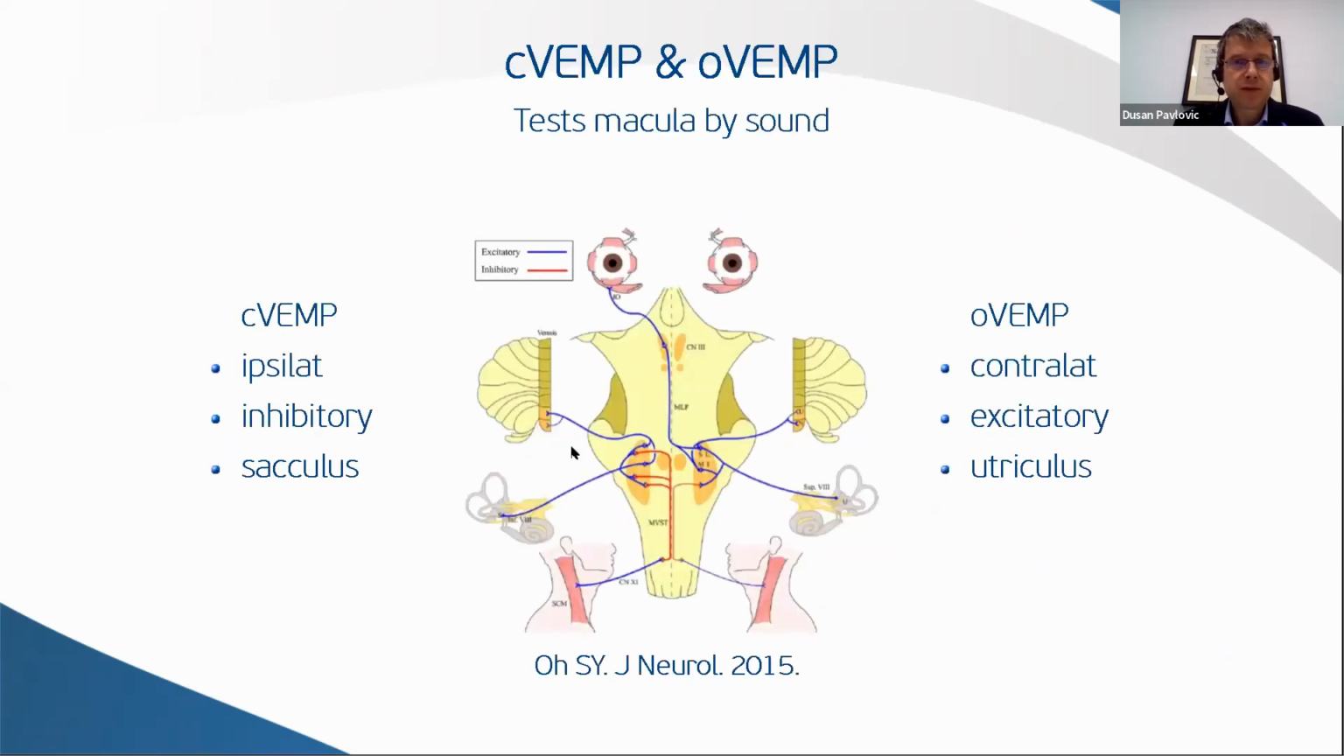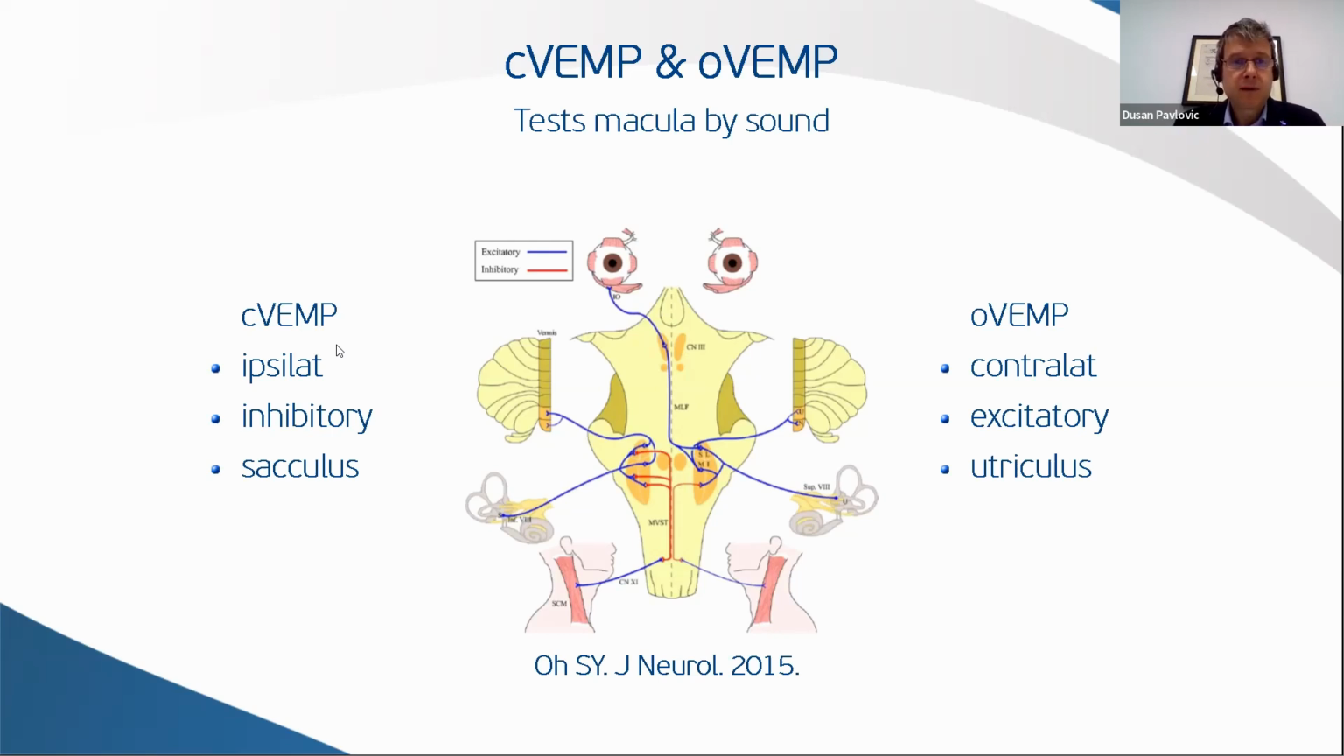And here is the reflex arc. At the beginning, when we started to introduce VEMP, we used just VEMP testing, and it was measured at the neck. It was a cervical VEMP. Later, the OVEMP was introduced, so now we usually do both tests. And CVEMP is actually an inhibitory reflex, which is ipsilateral. Ipsilateral means if you stimulate the left ear, you measure at the left sternocleidomastoid muscle.